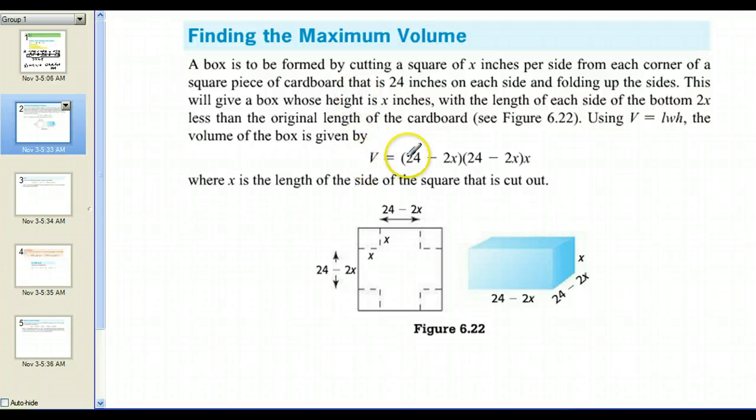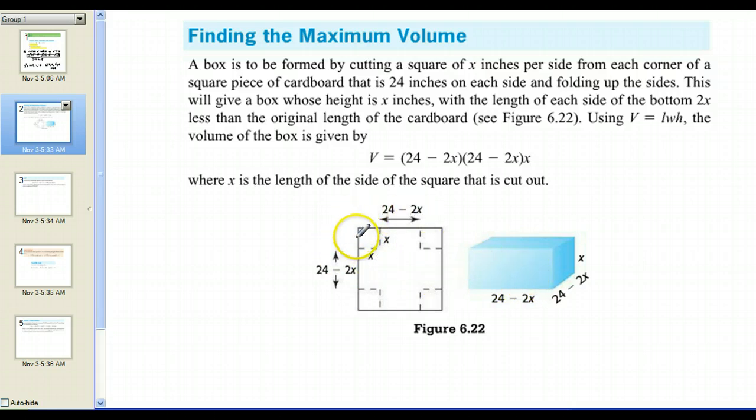Here's a volume formula. This is similar to the lab we did in class. So I'm going to cut X off of this thing. I got a 24 by 24 inch square, and I'm going to cut out the corners, and that's going to leave me this cross-shaped thing, and then I'm just going to fold it up. Alright, and it forms this box.